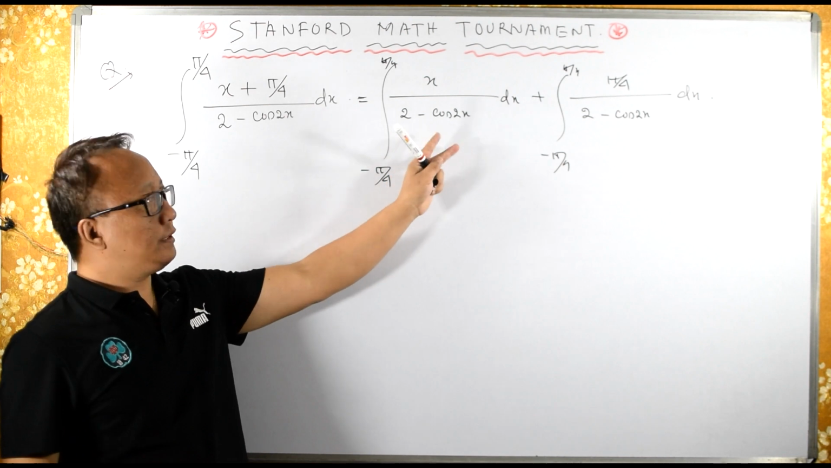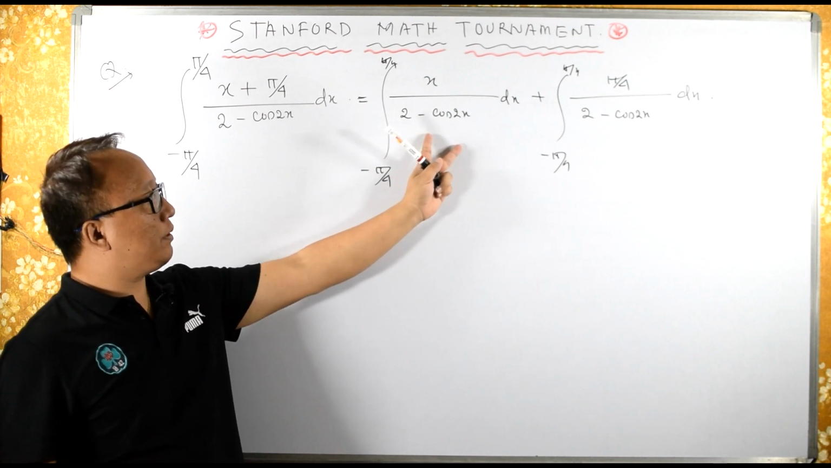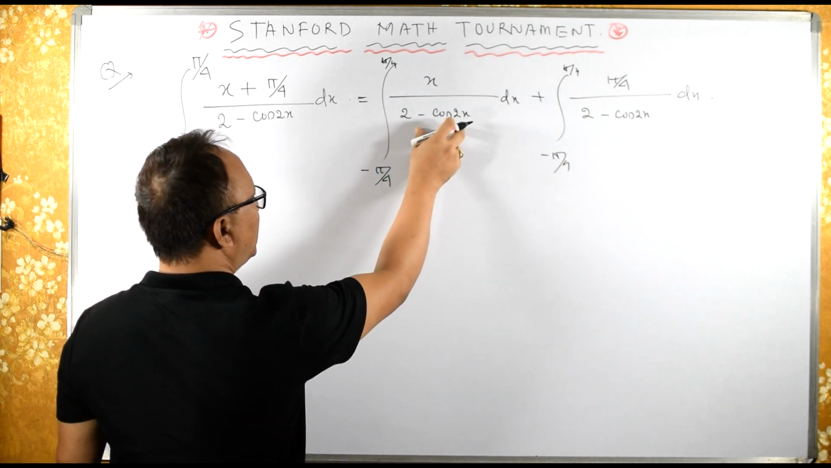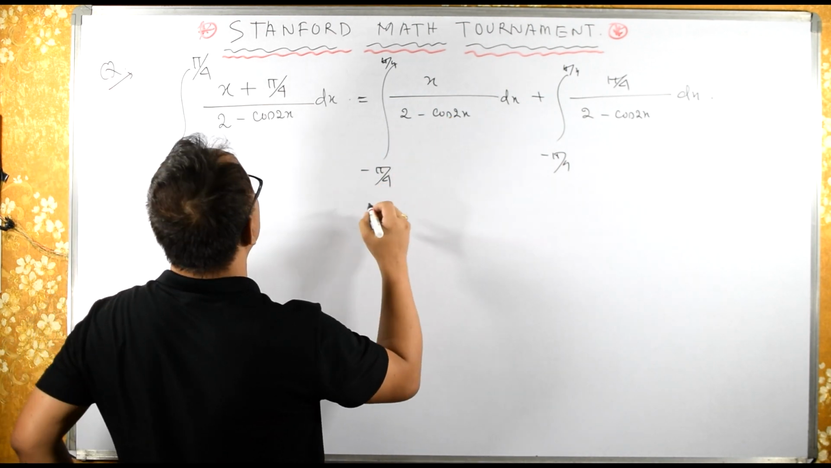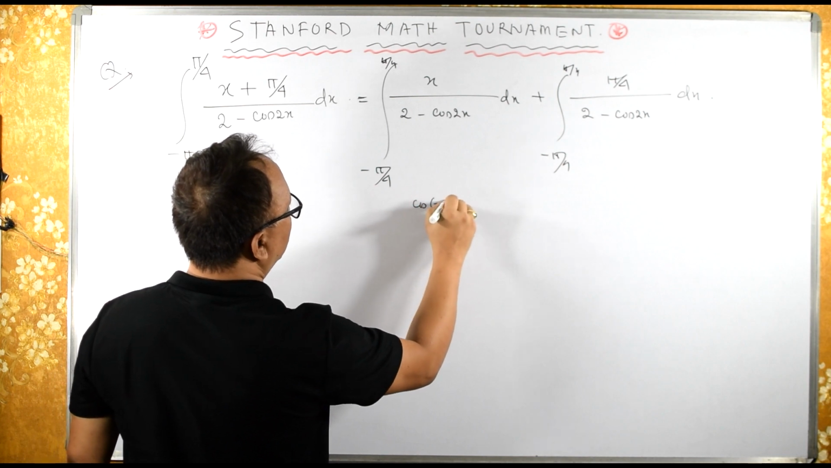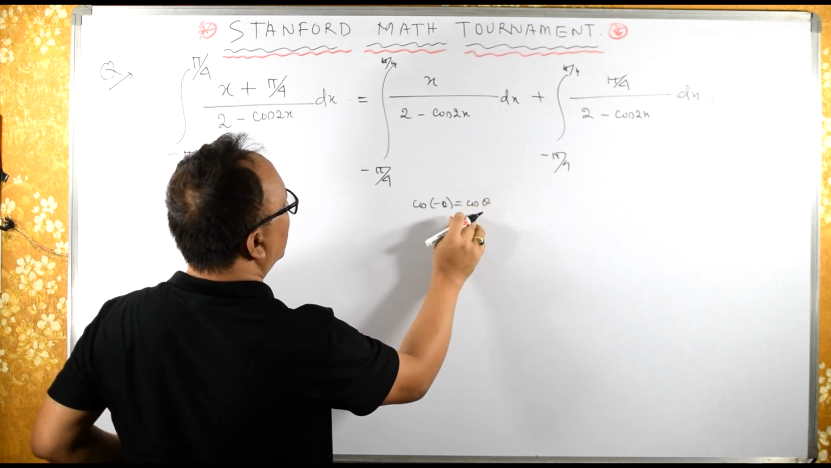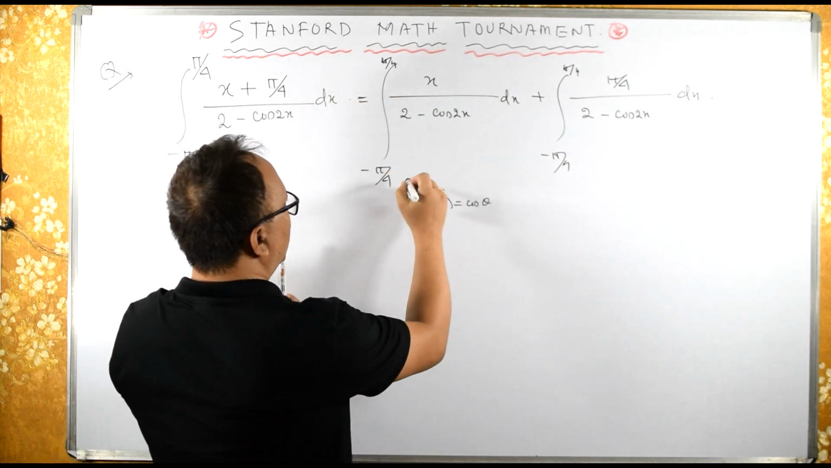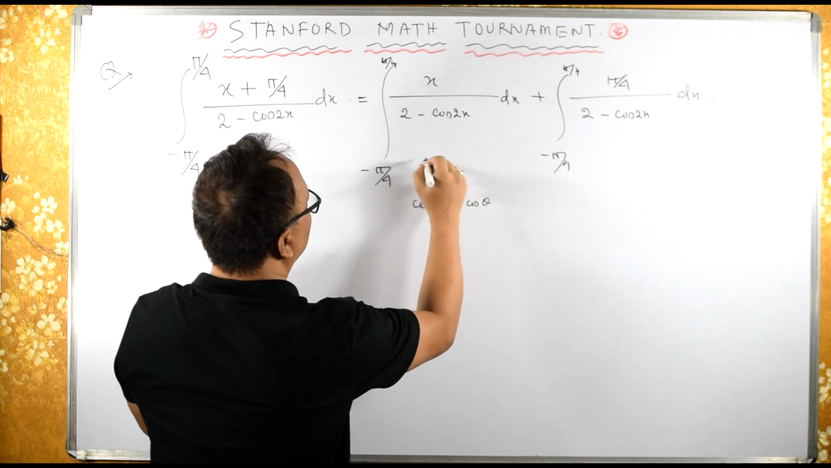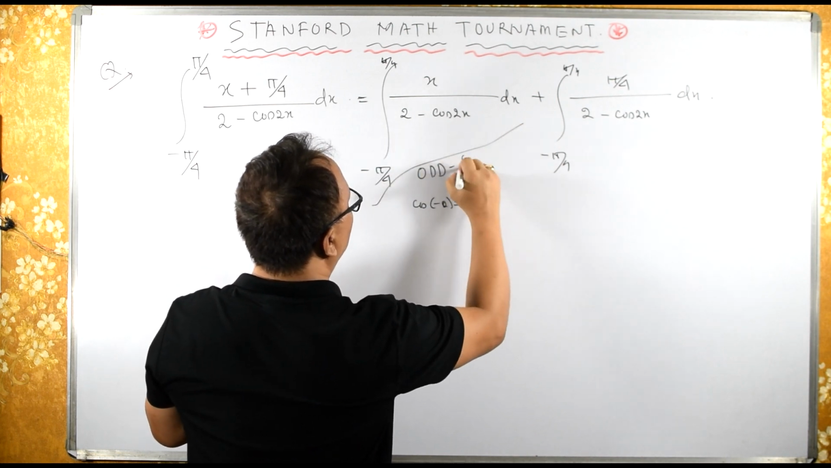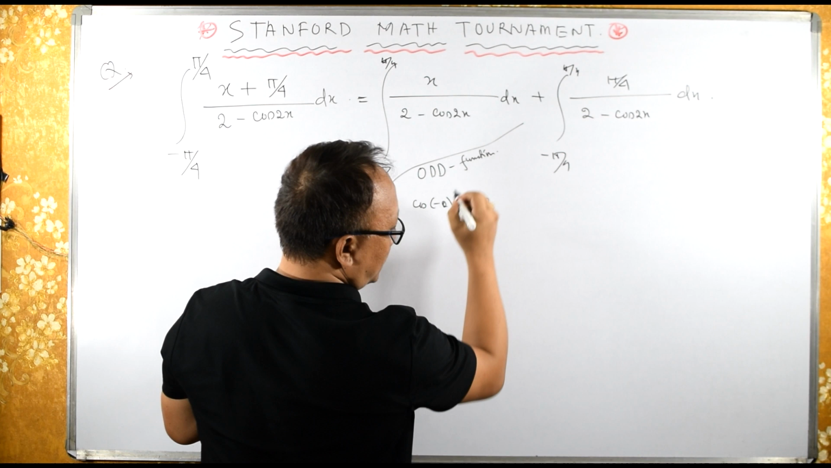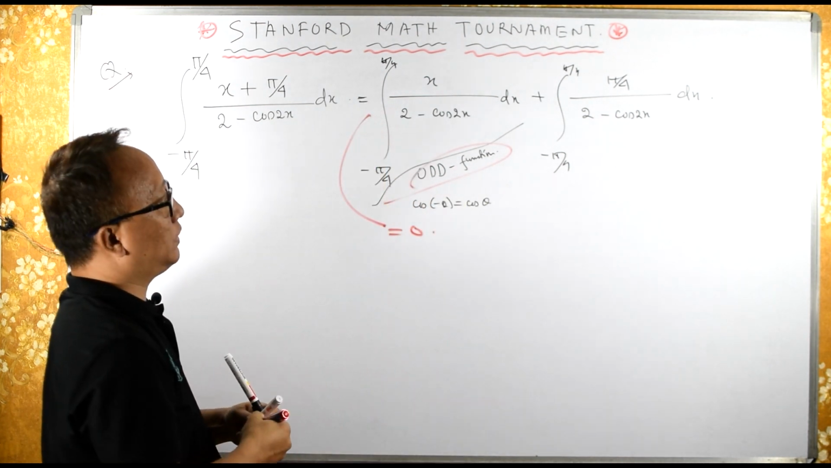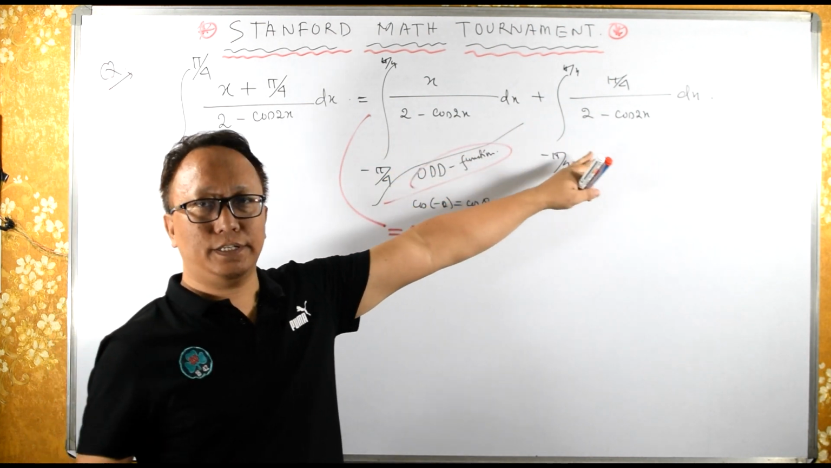Now look at this first part. Now this first part is what? This is an odd function. Why odd function? Because in this denominator, cos of minus theta is equal to cos theta. But over here, if I substitute minus, this will be minus. Therefore, this is an odd function, and therefore the value of this integral becomes 0.